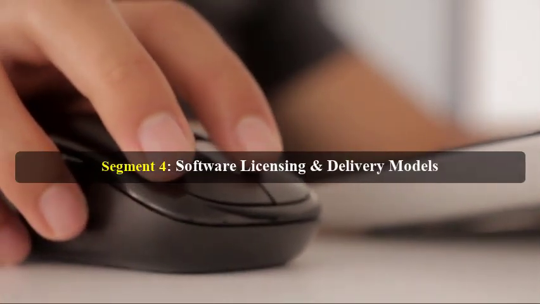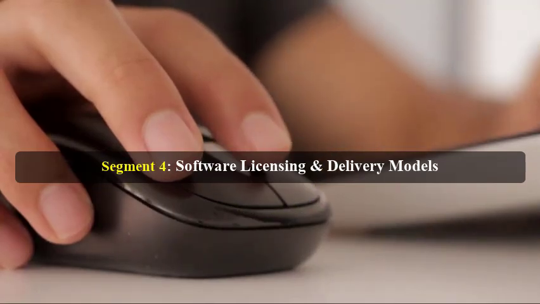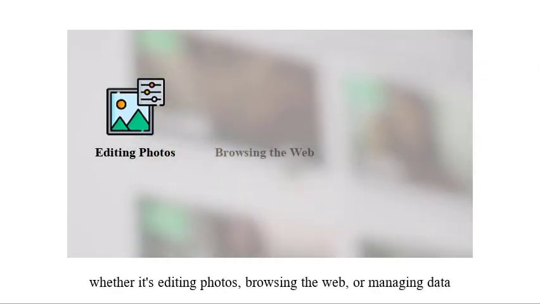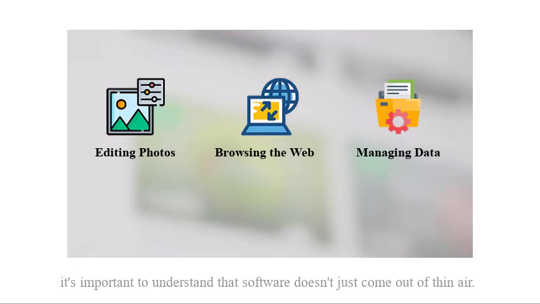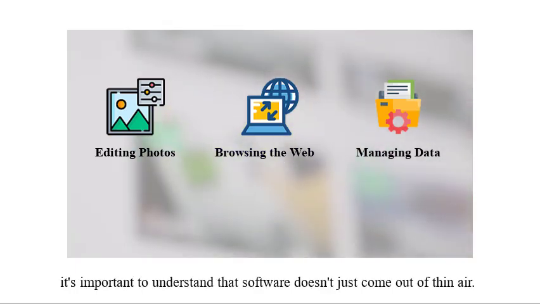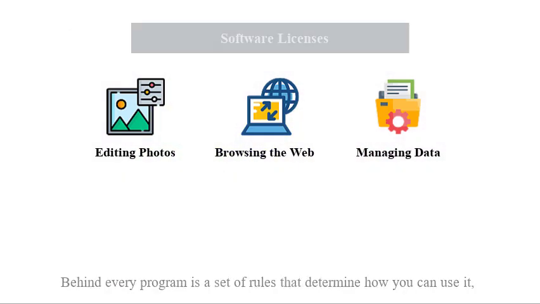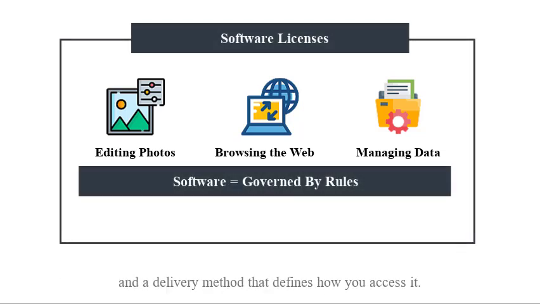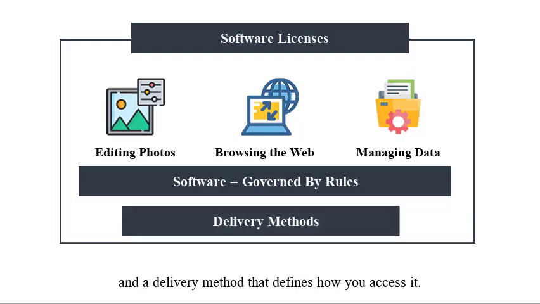Segment 4. Software licensing and delivery models. When you use any kind of software, whether it's editing photos, browsing the web, or managing data, it's important to understand that software doesn't just come out of thin air. Behind every program is a set of rules that determine how you can use it, and a delivery method that defines how you access it.